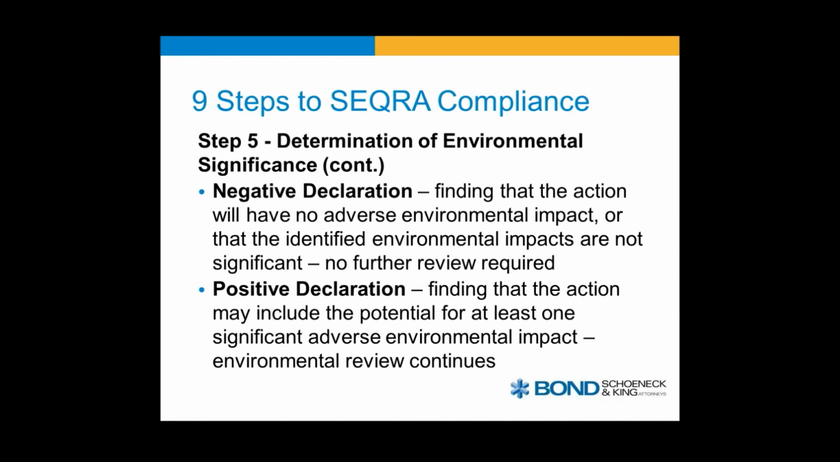All right, and you've heard me talk already about negative declarations and positive declarations, the neg dec and the pos dec for short. So the negative declaration involves the finding that the action will not have any significant adverse environmental impact and no further review is required. A positive declaration is a finding that the action may include the potential for at least one significant adverse environmental impact, requiring further study in an environmental impact statement.